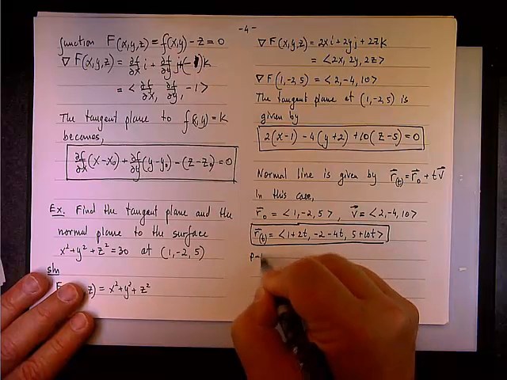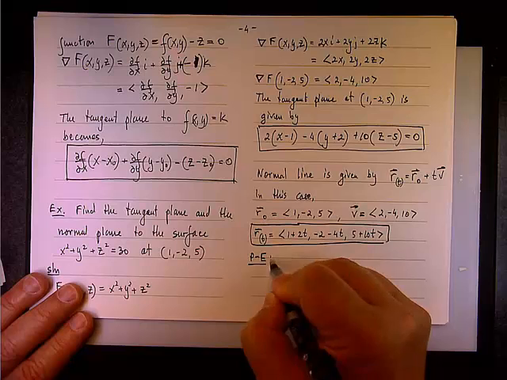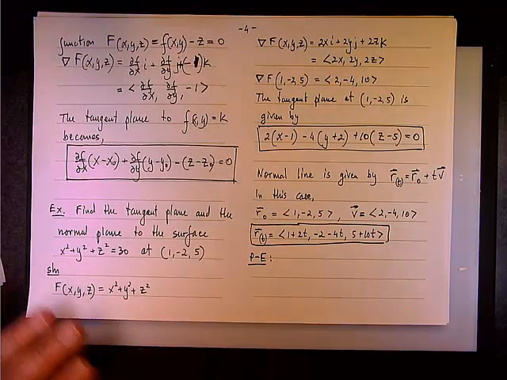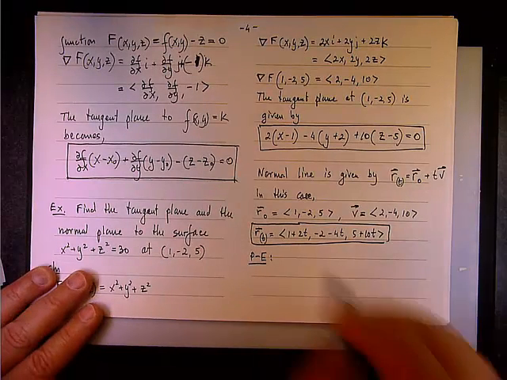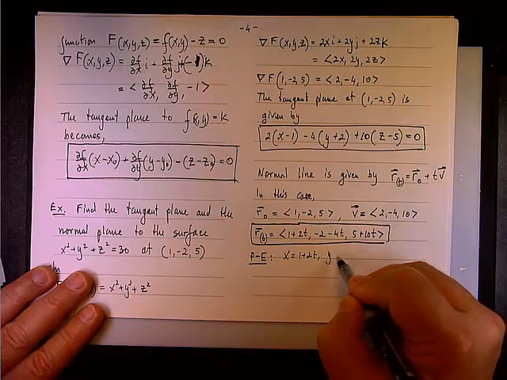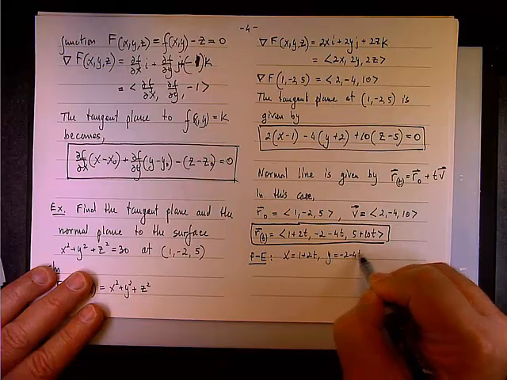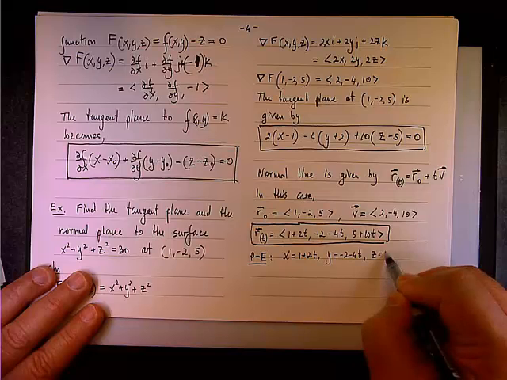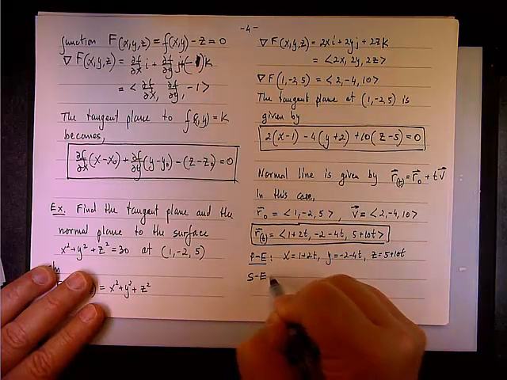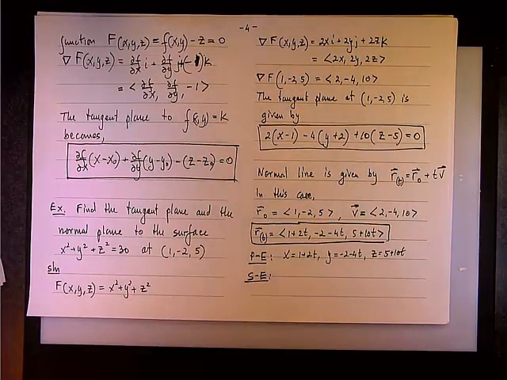What will be the parametric and the symmetric equations? I didn't write it as a requirement. Parametric equation, PE. Remember what PE stands for? Not physical education, but parametric equation. We have x equals 1 plus 2t, y equals -2 minus 4t, and z equals 5 plus 10t.